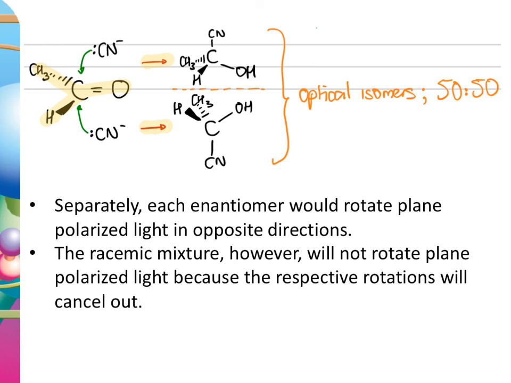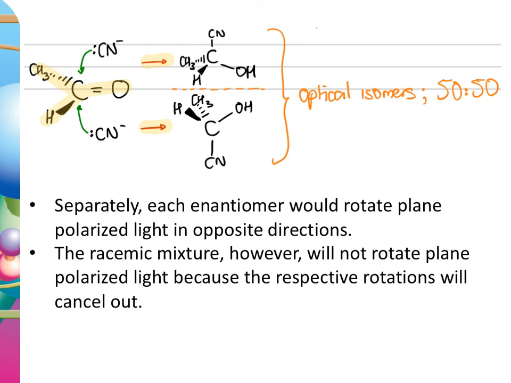And as you can see, or hopefully see from the way I've drawn them, they are mirror images of each other. They will be non-superimposable. They are optical isomers, and they are going to be in 50-50 proportions. So if we were able to separate them, each enantiomer would rotate plane polarized light, and they would do so in opposite directions to each other. But what we're actually making is a mixture of 50% of each of them. We're making a racemic mixture. So what we'll find is that the plane polarized light is not rotated because those respective rotations cancel out.